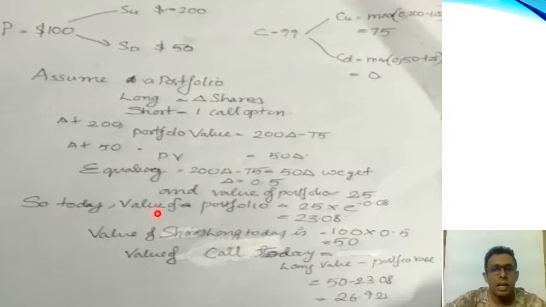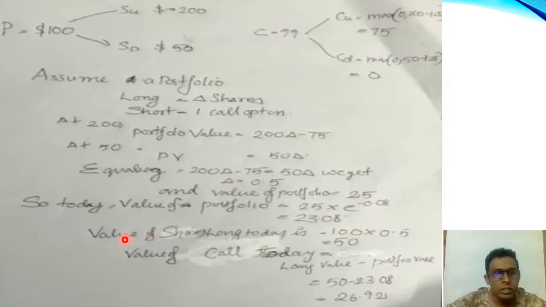So today the value of the portfolio is 25 into e raised to, this 25 is the value of the portfolio after 1 year. So now the value of the portfolio is equal to 25 into e raised to minus 0.08 into 1, that is the number of years, which will give you 23.08.